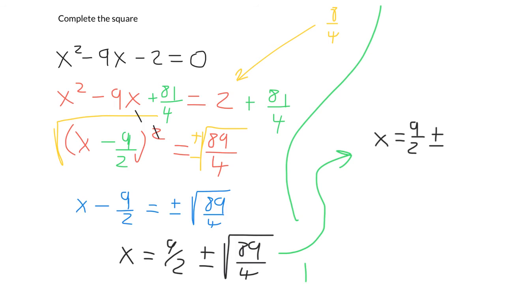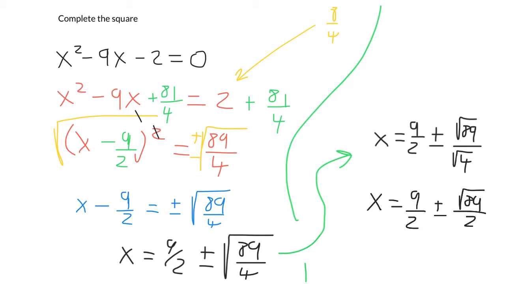Now let's think about what this is. This is really radical 89 over radical 4. Due to the laws of exponents and square roots and radicals and all that, it is the case that you could split it apart in that way. Now, when you split it apart in that way, it's very obvious that this becomes a 2 down below. So we have x equals 9/2 plus minus radical 89 over 2.